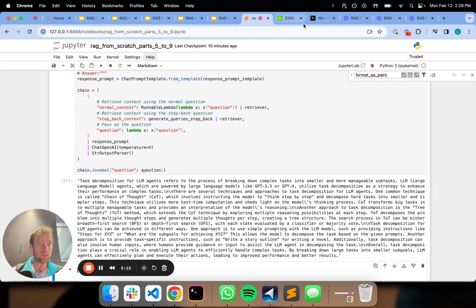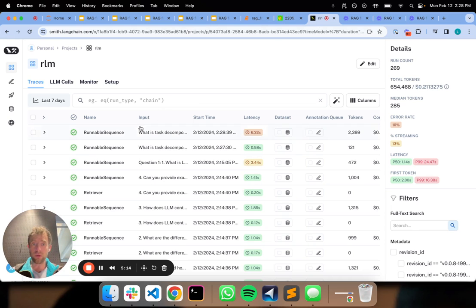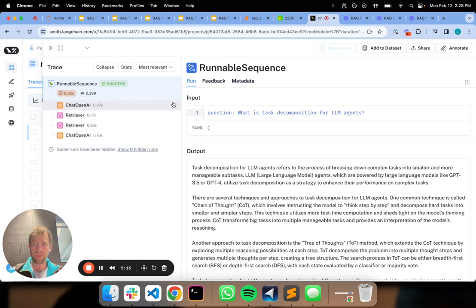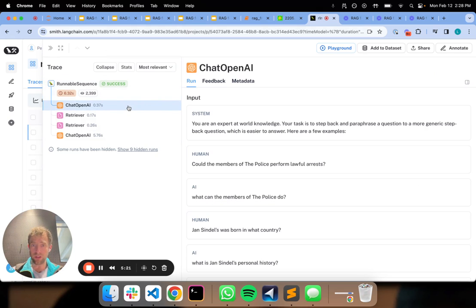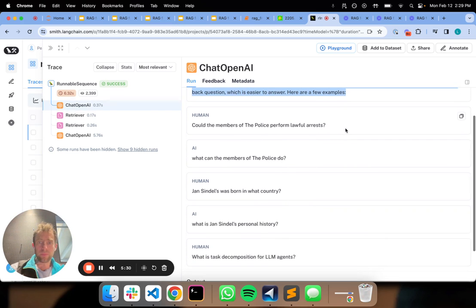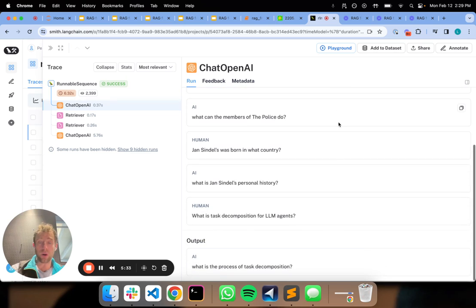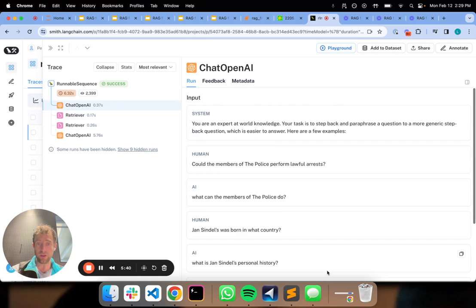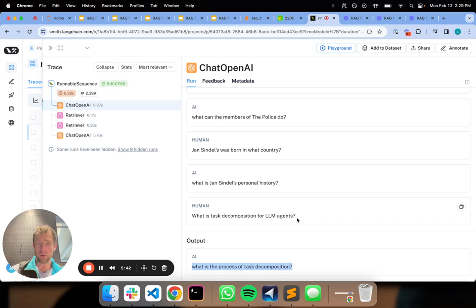Now I want to hop over to Langsmith and attempt to show you what that looked like under the hood. So let's go into each of these steps. So here was our prompt, right? You're an expert in world knowledge. Your task is to step back and paraphrase a question. Here were our few shot prompts, and this was our step back question. So what is the process of task composition? Good. From the input, what is task composition for LM agents?